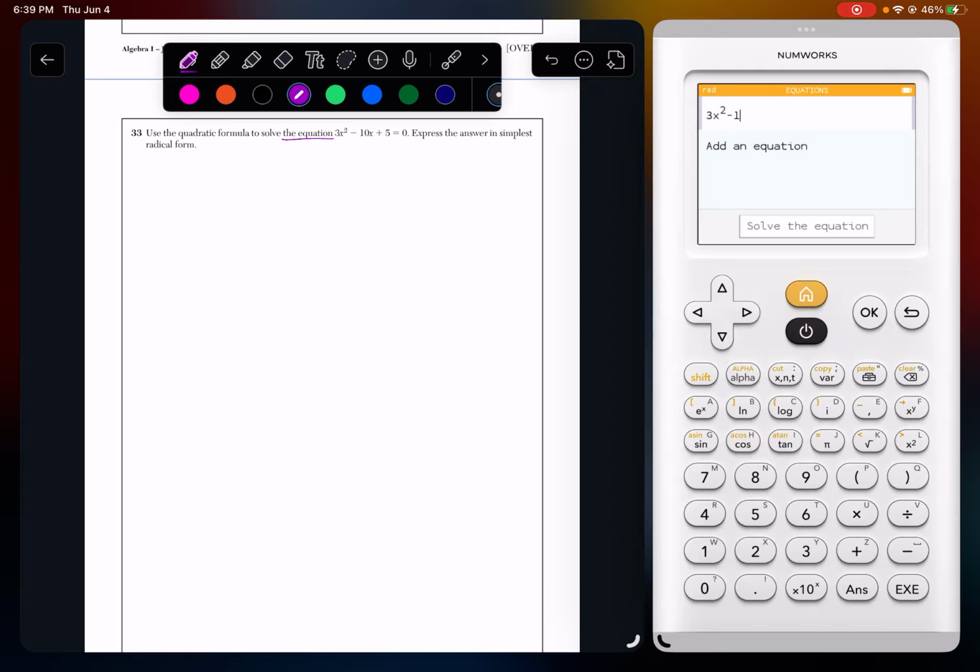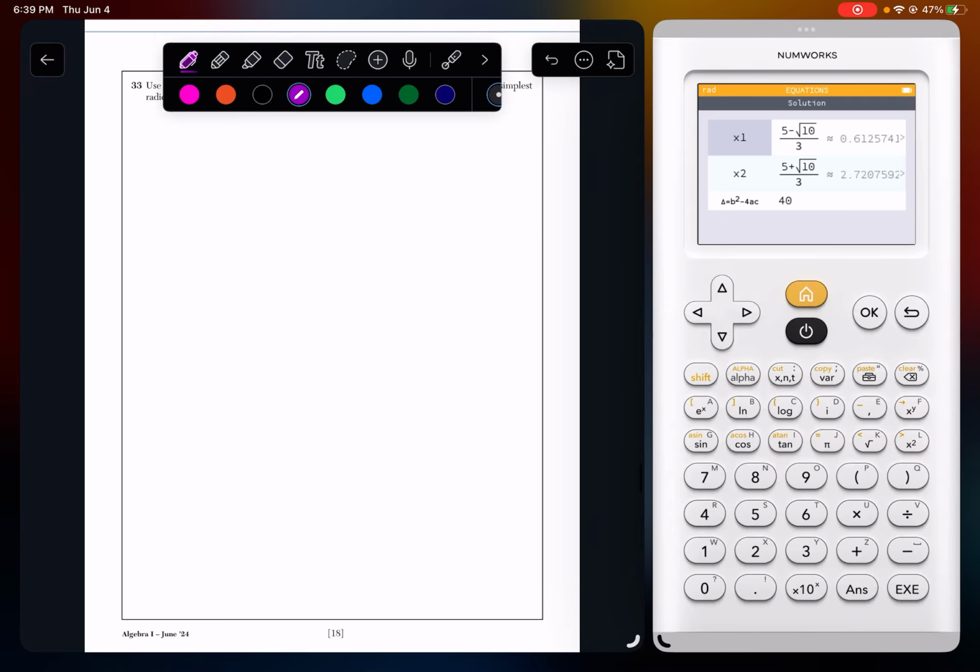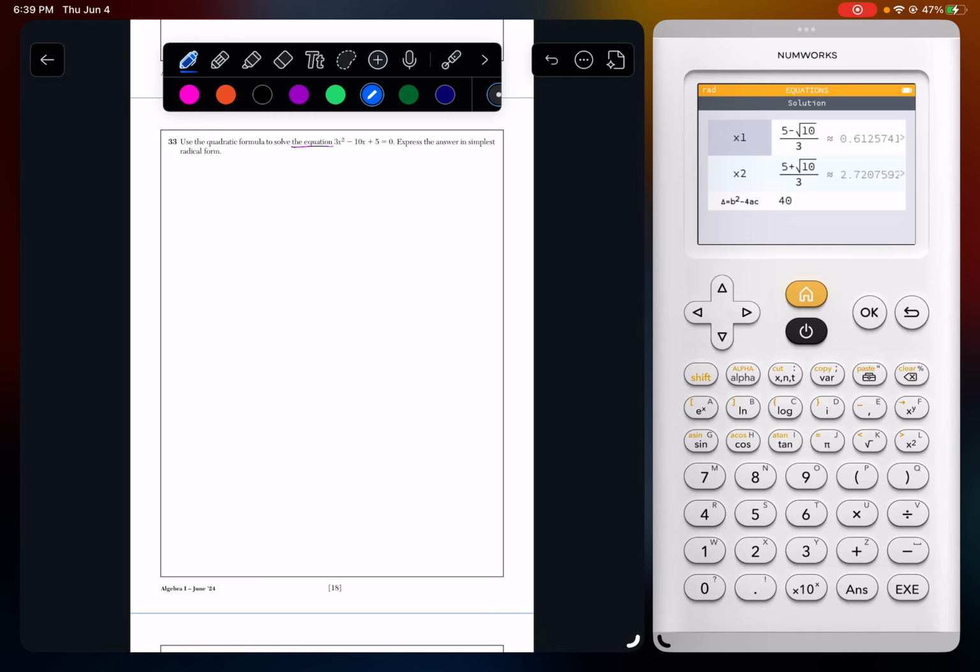So 3x squared minus 10x plus 5 equals 0. If I solve this equation, now I know what my end goal is, so I know what target I have in mind. I'm going to put this on the bottom of my paper. x equals 5 minus radical 10 all over 3, and x equals 5 plus radical 10 all over 3. So I know eventually where I should end up. You can call it x and x, or you can call it x1 and x2. Either way is fine. So I know I should end up there, and I can see that I'm going to have a discriminant of 40.